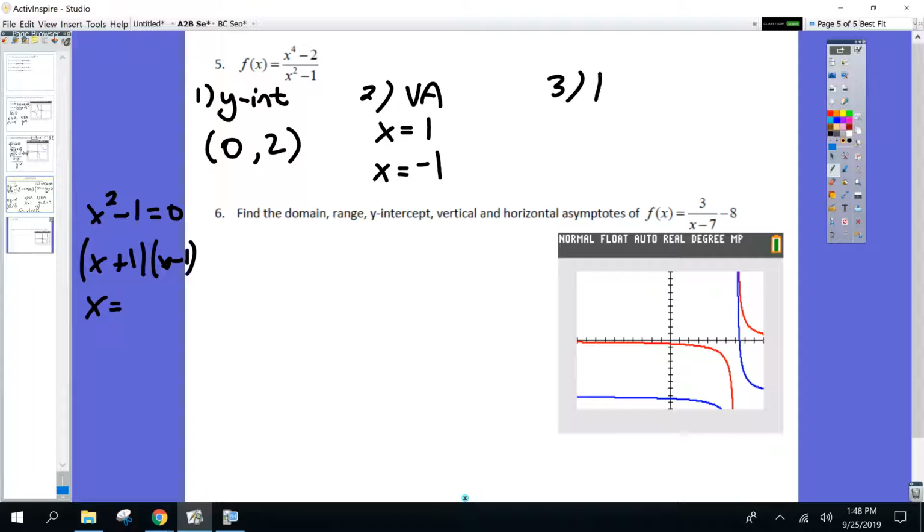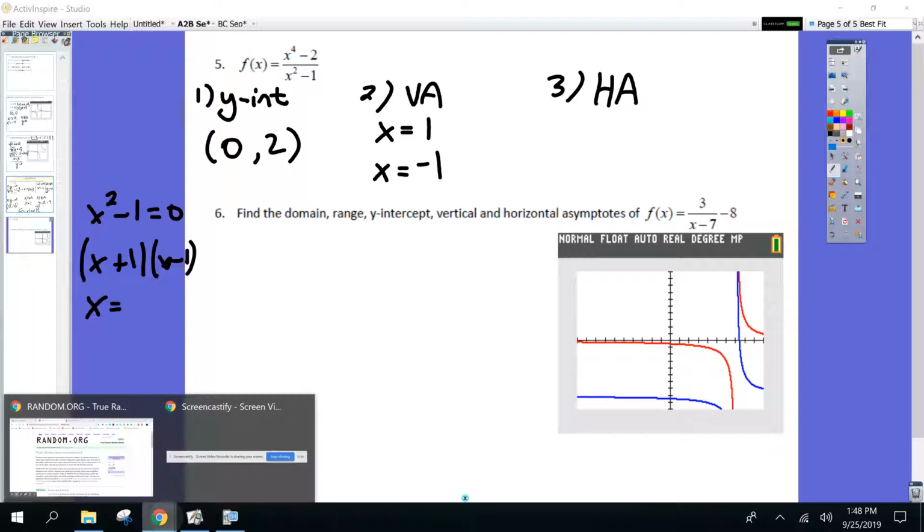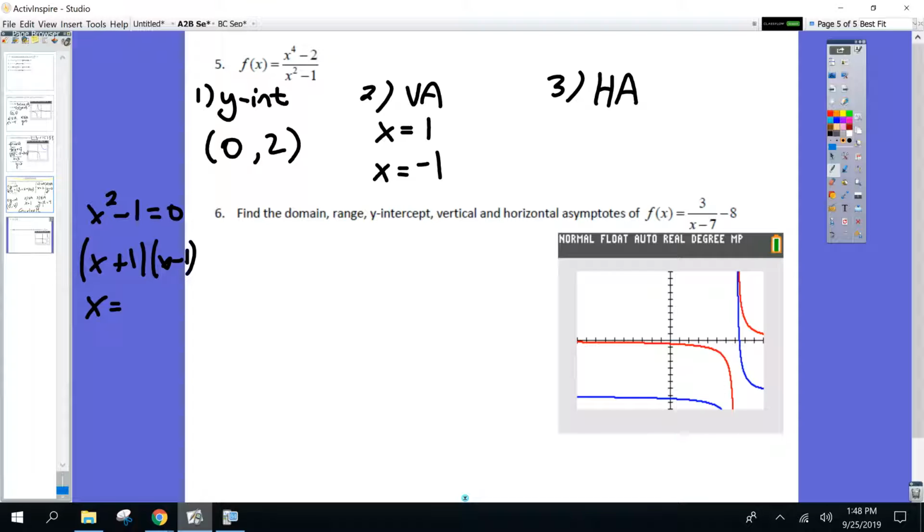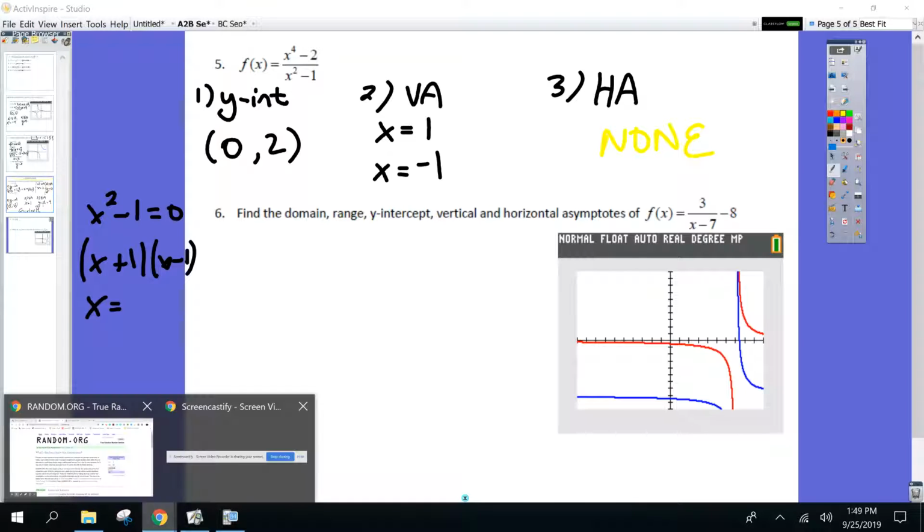Now, horizontal. What is the degree on top? What's the degree on the bottom? This is our last scenario, where the numerator is greater than the denominator. When the numerator is greater than the denominator, what do you know about the horizontal asymptote? There is none. Not y equals 0, there's just none. Top's greater than the bottom, so none exists.